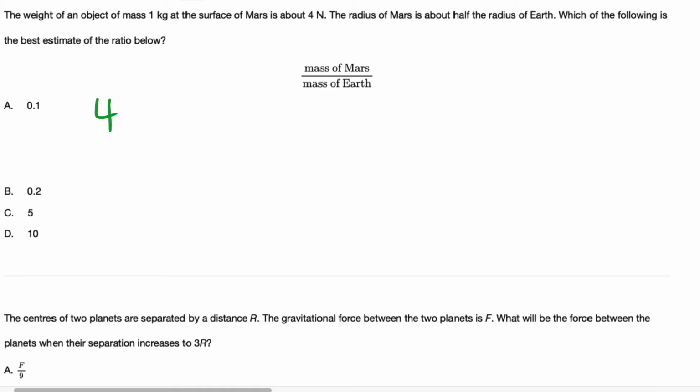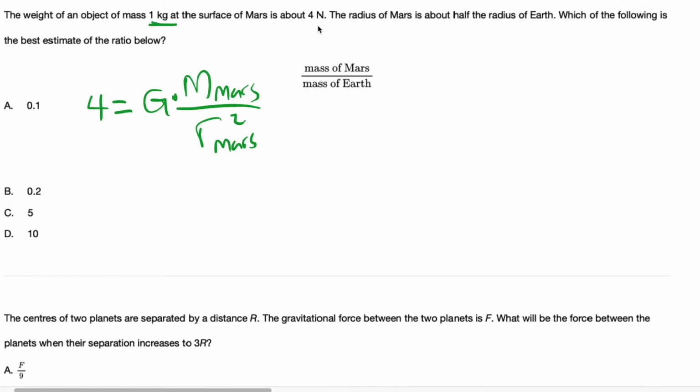So 4 Newton here is equal to, so the weight is equal to G constant times mass of Mars over its radius squared, right? And we know this because here is mass and here is weight. So we know that gravitational field strength is going to be equal to 4 Newton divided by 1 kilogram, which is just equal to 4. Right?